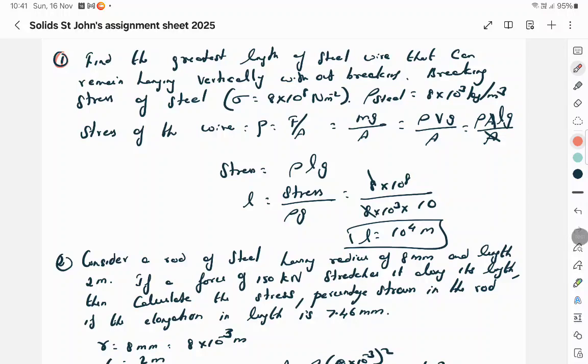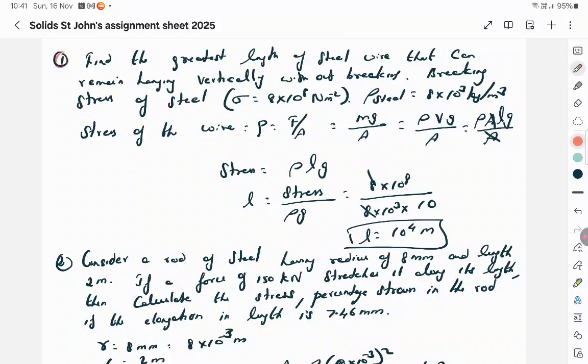First question in St. John's assignment sheet. Find the greatest length of steel wire that can remain hanging vertically without breaking. The breaking stress has been given. That's for steel. So it's a steel wire and greatest length it can extend up to.